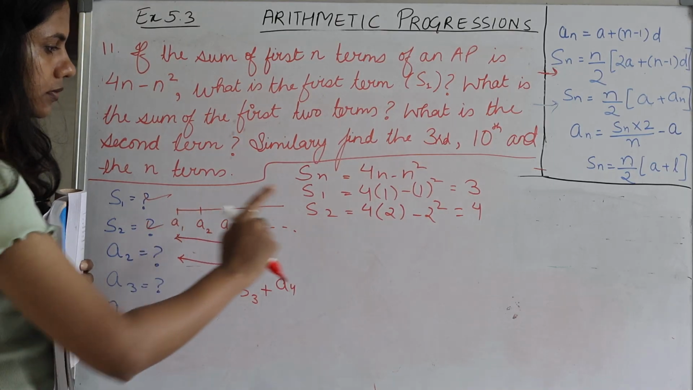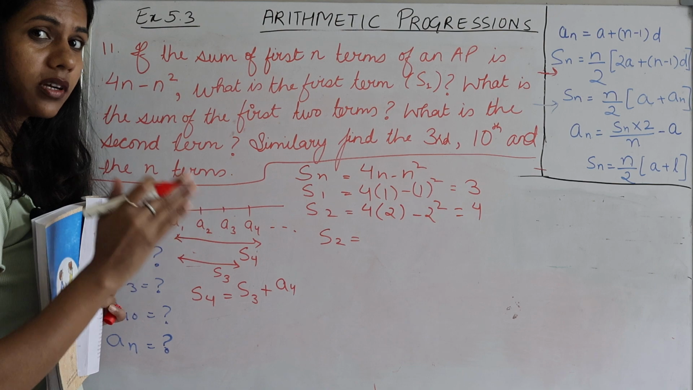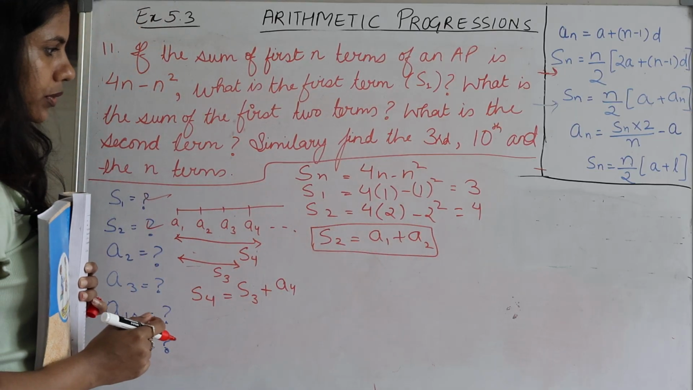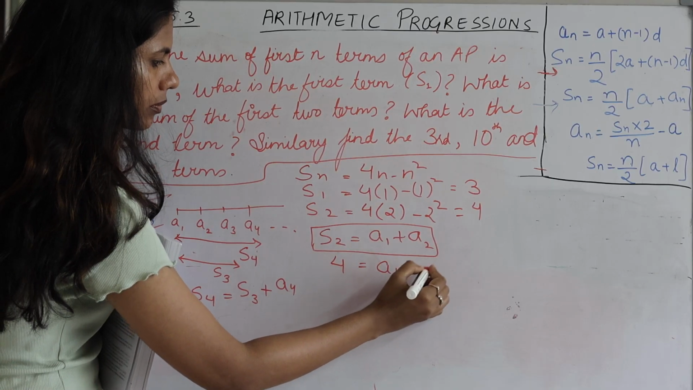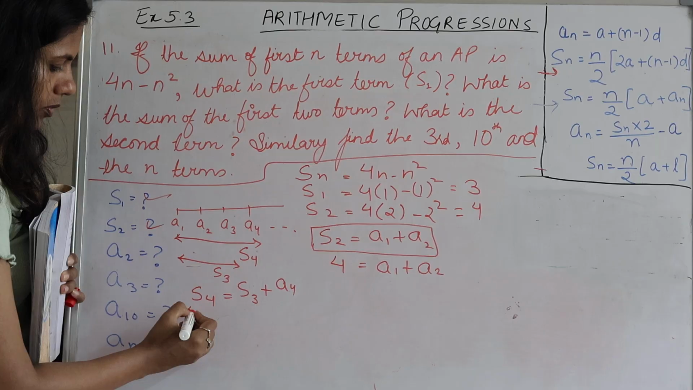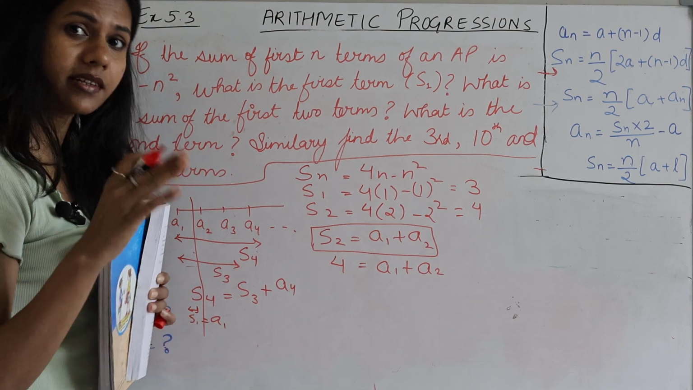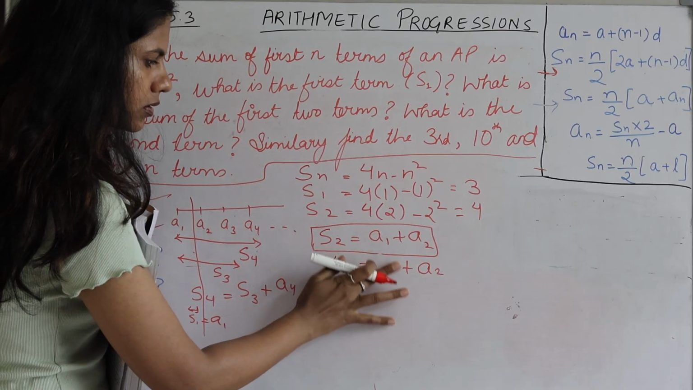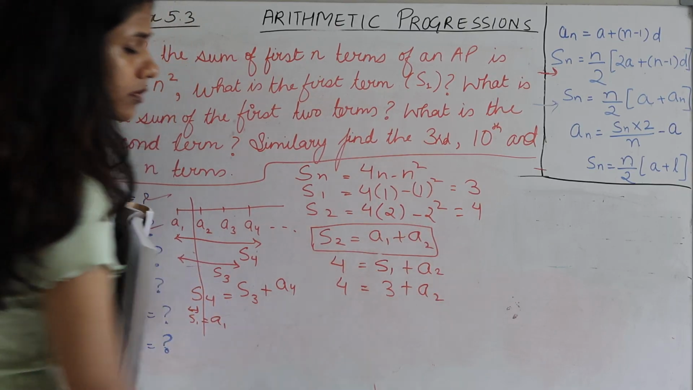So S2 is what we got, 4. But can we also write S2 as the sum of the first two terms, which is A1 plus A2? Now we know S2 is 4, equal to A1 plus A2. When I say sum of one term, S1 will be equal to A1. Only one term is there, so its sum will also be A1, the first term. So A1 will be equal to S1. So 4 equals S1, which is 3, plus A2.